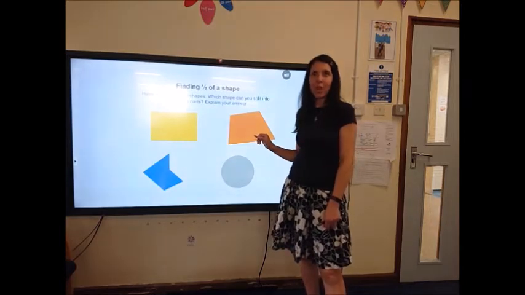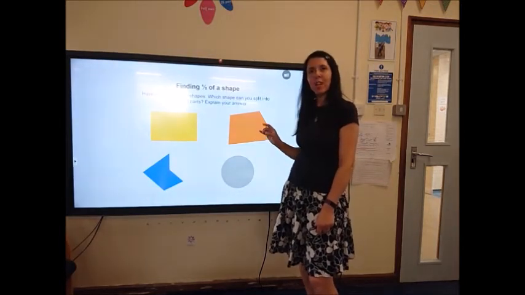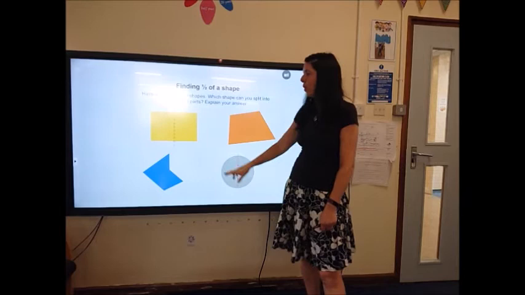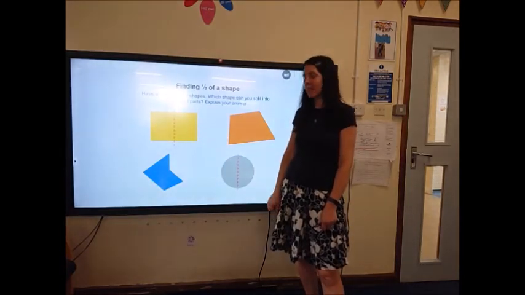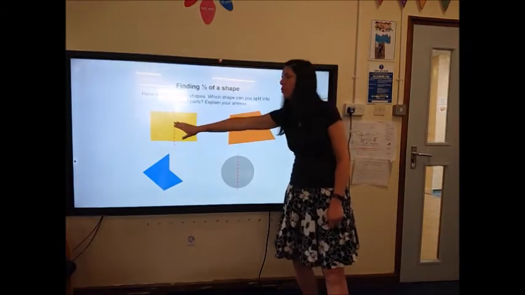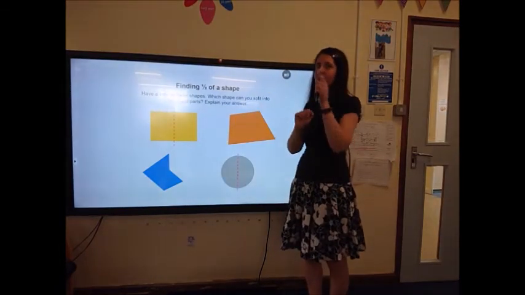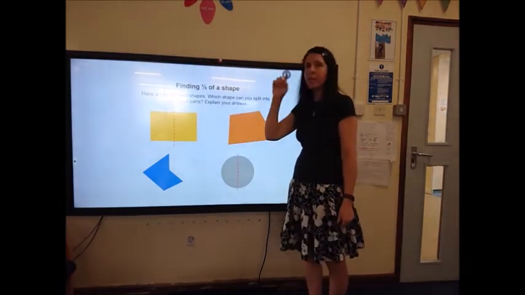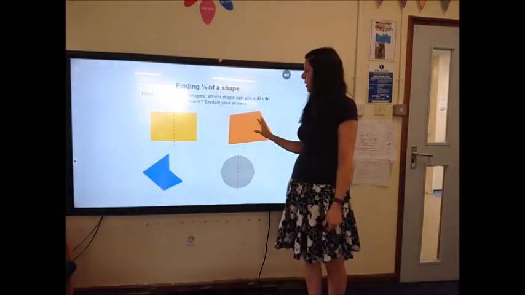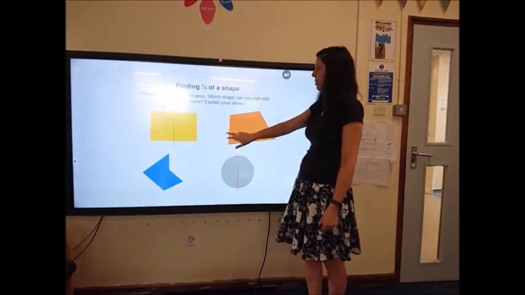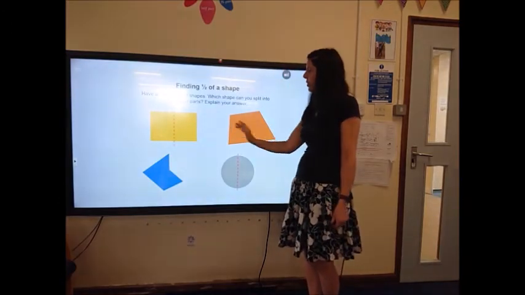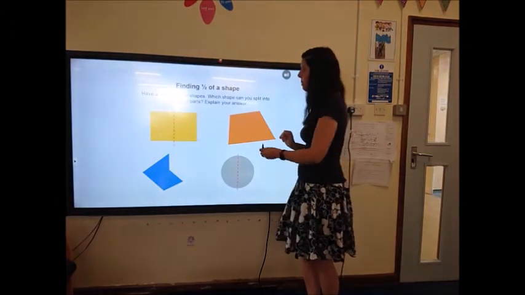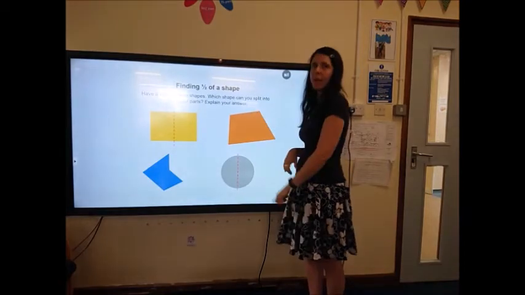I'm going to reveal the answers now, so hopefully you've had a chance to have a think and look at them. We've got these 2 shapes here that we can cut in half easily because they are symmetrical shapes. They're the same on both sides, so easy to cut and share into those fractions, a half. These 2 are not easy to do because they are not the same on both sides. If I cut it down the middle, somebody would have a bigger piece.